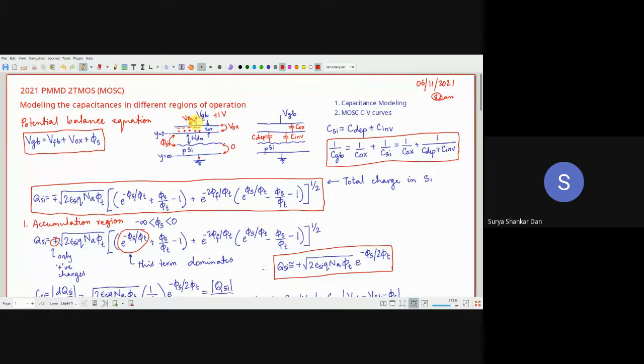So these dipoles are anyway going to get created with some VGB, whether or not these interface trap charges are there. So please keep in mind that the oxide, the dielectric, is going to have the dipoles in addition to the interface trap charges.